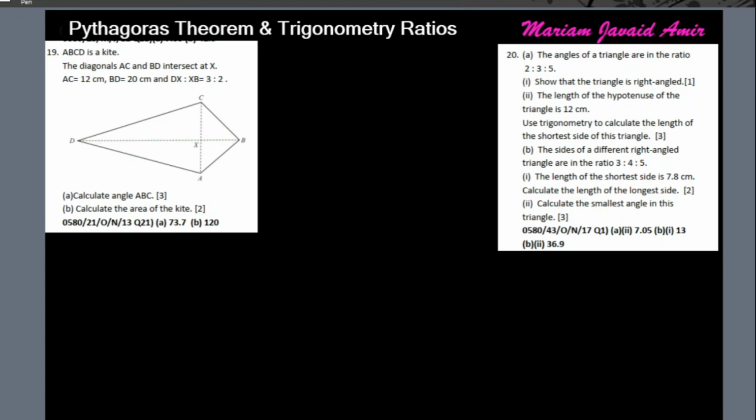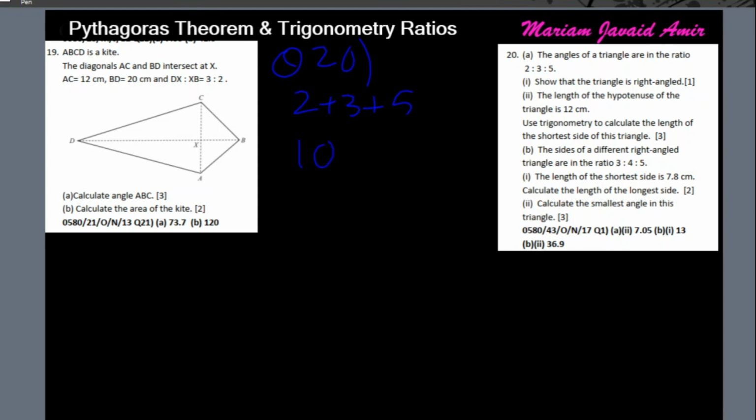Okay, next up is question number 20. The angles of a triangle are in the ratio 2 to 3 to 5. Show that this triangle is a right angle triangle. So the angles of a triangle are in this ratio. So what's the total value of the ratio? 2 plus 3 plus 5, that is 10.